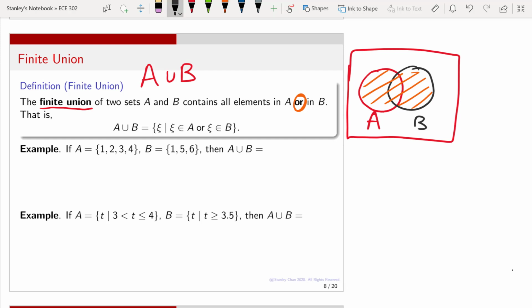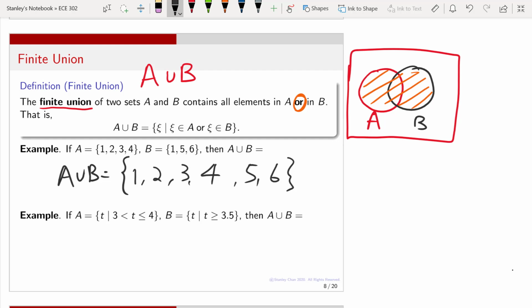To see how this works, let's look at an example. Suppose you have a set A which contains 4 elements, 1, 2, 3, and 4. B contains 3 elements, 1, 5, and 6. And so A union B will just be a set that contains everything that's in A and everything that's in B. So that will have 1, 2, 3, 4, and then you have 5 and 6. Because if you pick an element, let's say 5, 5 has to be either in A or B. In this case, 5 comes from B.